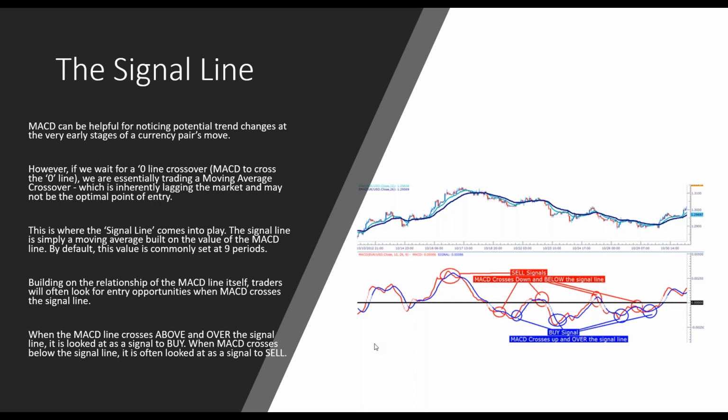Building on the relationship of the MACD line itself, traders will often look for entry opportunities when the MACD crosses the signal line. The very basic signal is when the MACD line crosses above and over its signal line. So in other words, when it crosses 0 and goes upward, it generates a buy signal. When the MACD crosses below the signal line, hits 0 and starts going down, it is looked at as a sell signal.